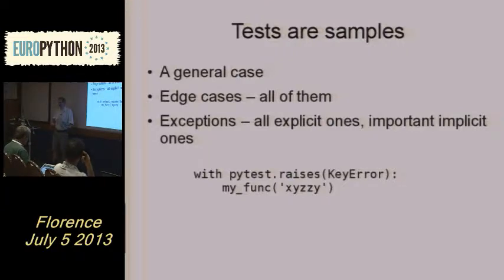For exceptions, you should certainly test all the ones that you have explicitly set up. So if you have a try something, except a condition, then you should test for that exception. And in PyTest, the idiom for testing an exception looks like that. And if there are implicit exceptions, ones that may be raised, for instance, when indexing into a dictionary, then you should take care of the important ones there as well.